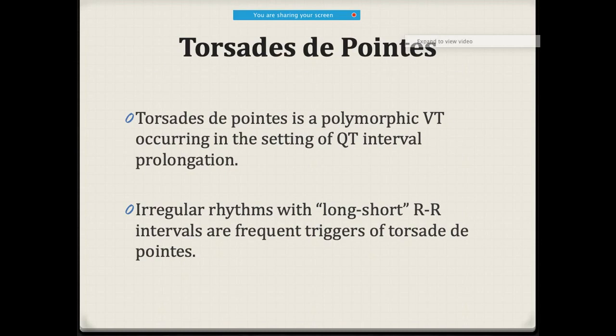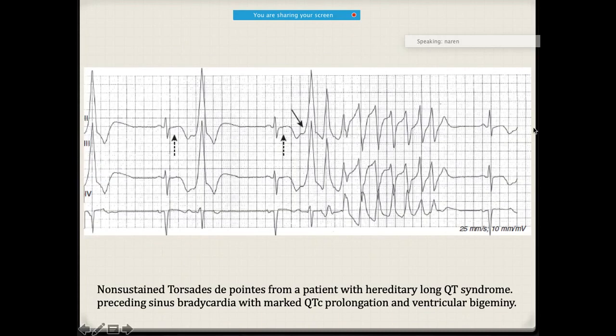So torsades, we are already aware of what is called the twisting around the line. There is actually a polymorphic VT which you tend to see, especially in the setting of QT prolongation. And there are irregular rhythms, like the long-short RR intervals, which you commonly see. So this is how they look, especially on the ECG.